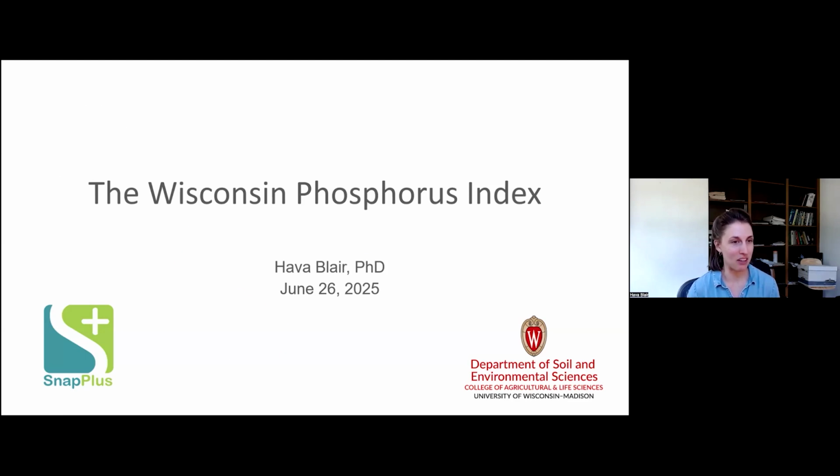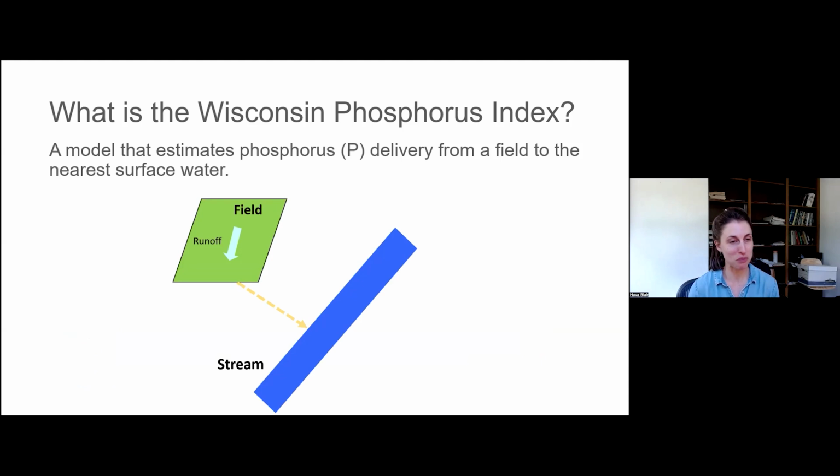So I'll just kick off with an explanation of what the Wisconsin Phosphorus Index is. This may not be something that you've heard of before. It's a model that estimates phosphorus delivery from a field to the nearest surface water. I have this very stylized diagram here showing a field, and the Wisconsin P Index is concerned just with surface runoff. So we don't have a component of the model dealing with tile and any potential losses into tile, but we're looking at runoff from a field that travels through the landscape and reaches the nearest surface water.